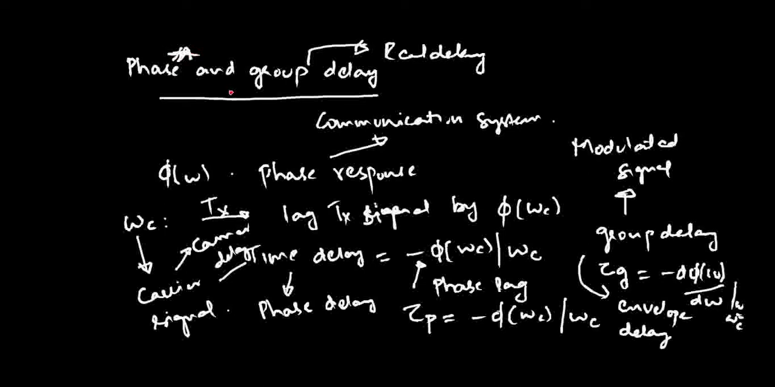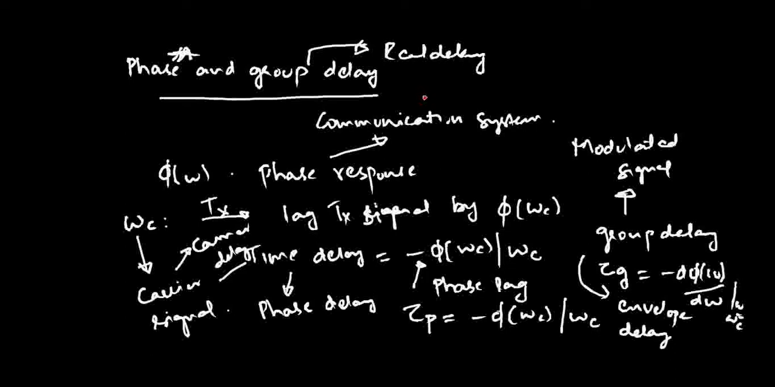So delays in general can be classified as a carrier delay or phase delay, and the second delay is the group delay or the envelope delay. The group delay is actually the true signal delay. Normally the group delay is considered for narrowband signals. But when a wideband modulated signal is transmitted through a communication channel, each frequency component of this wideband signal will be delayed by a different amount.